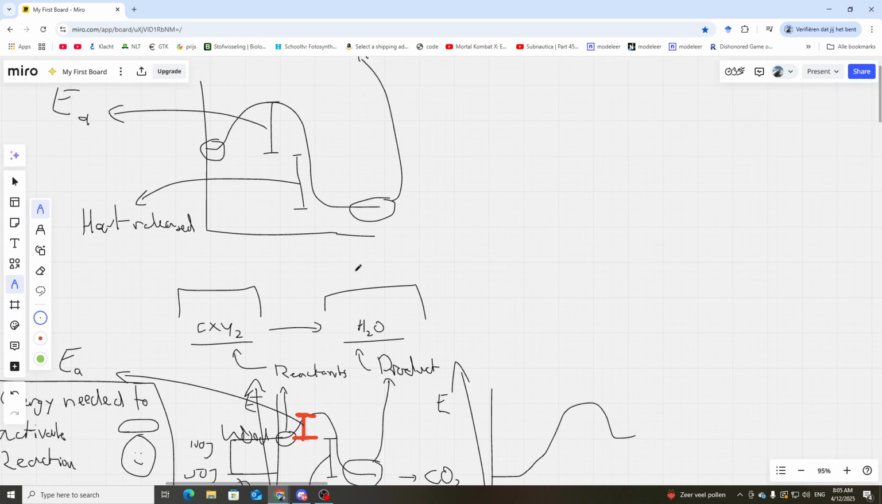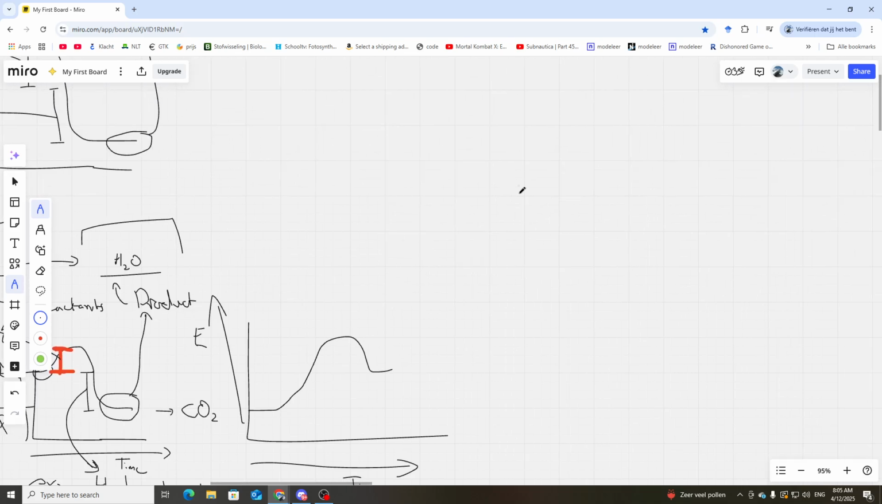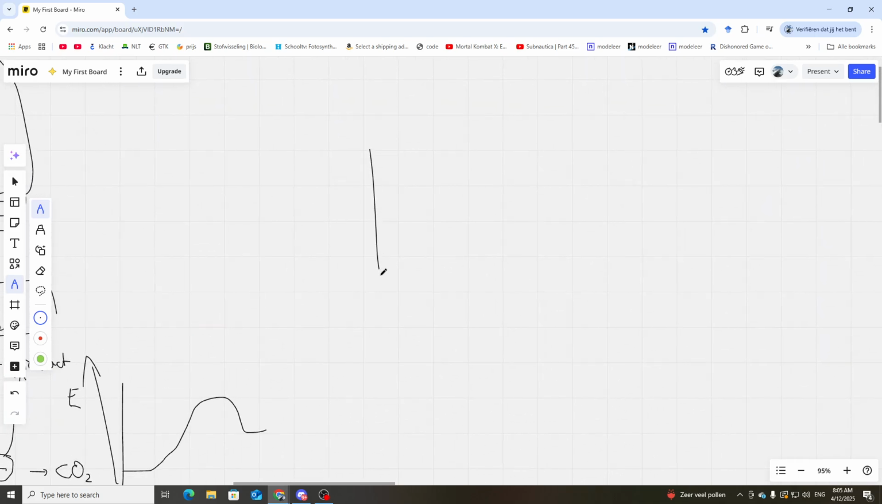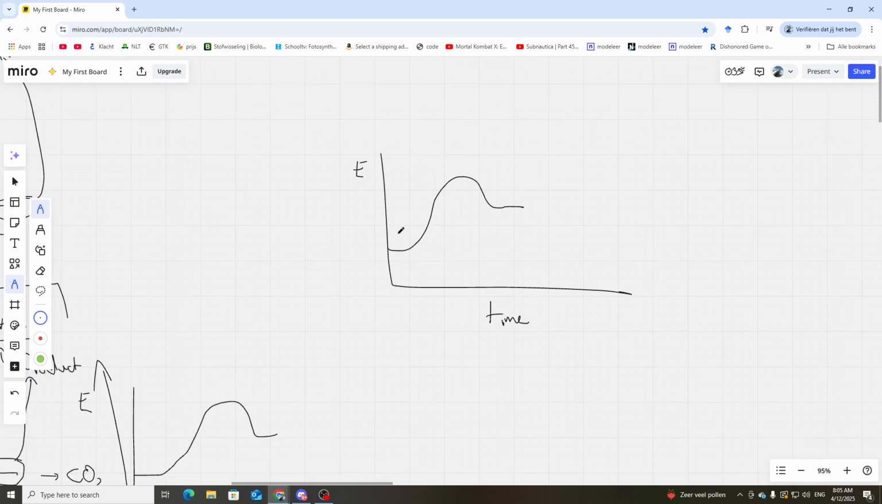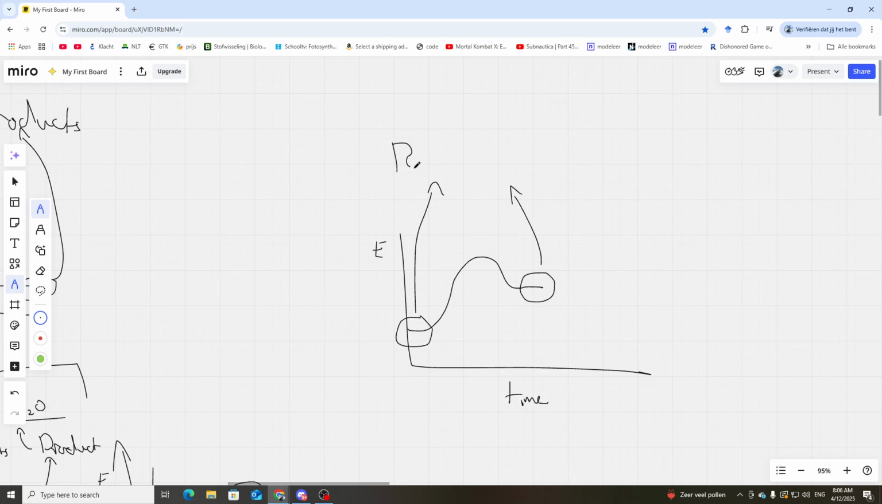Cool. The same goes for this graph over here, right? I'll make it a bit clearer. We start low and we end high. Again, this is energy and this is time or reaction progress. We have the exact same points. Here is our reactants, here is our products, right? We start with a reactant and that turns into a product.